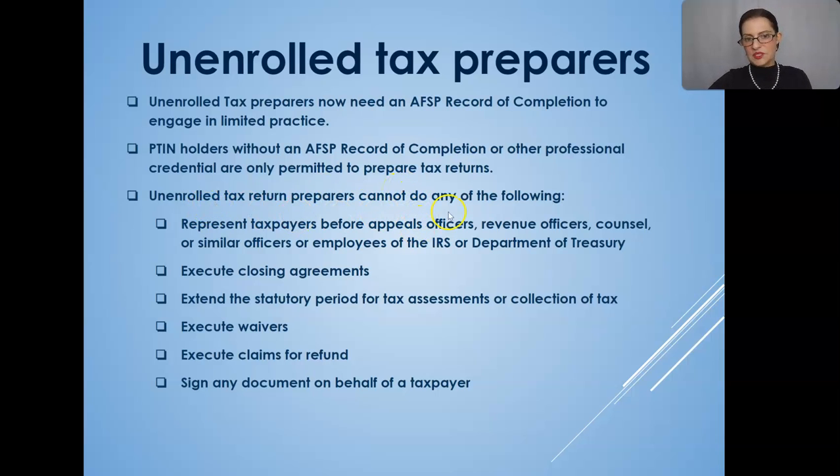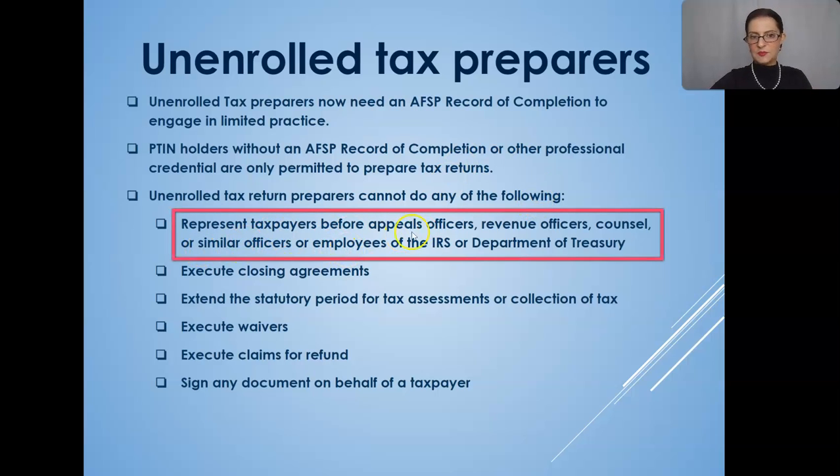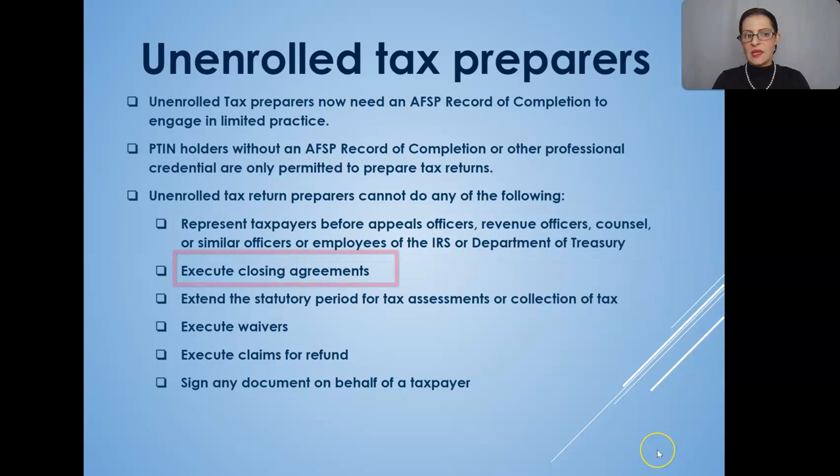Unenrolled tax preparers cannot do any of the following. They cannot represent taxpayers before appeals officers, revenue officers, counsel, IRS counsel is what they're talking about, or similar officers or employees of the IRS or the Department of the Treasury. They cannot execute closing agreements. A closing agreement has to do with IRS examinations, basically.